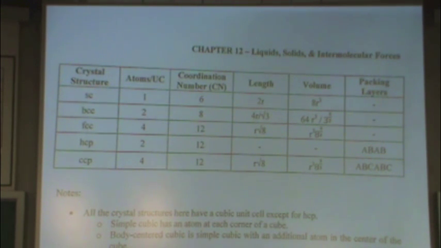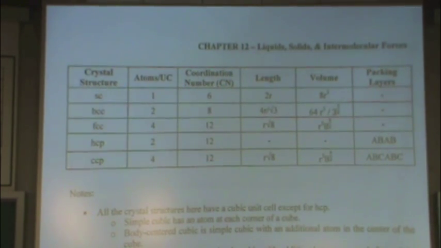Sometimes people call that the empirical formula. You should know the coordination number, and you should know the length. The volume is just the length cubed, so it's the previous column cubed. And then you should know the packing lengths. So really, everything except that fifth column is significant. Whether you derive it or you just memorize it, those are the most significant.